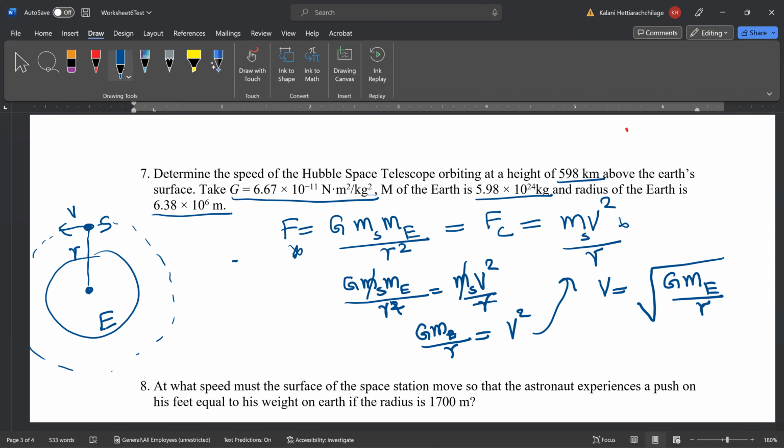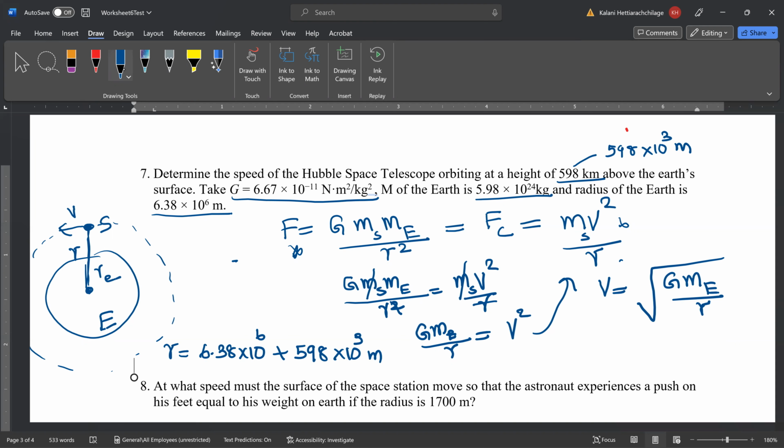Okay, now it's very important that this R that I write here will be equal to this whole distance. This is the radius of the Earth. You need to add the radius of the Earth to the given value. This R will be the radius of the Earth plus 598. Let's do that first. 6.38 times 10 to the power 6 plus 598. It is in kilometers, so let's write it as 598 times 10 to the power 3 meters, because I need it in meters.